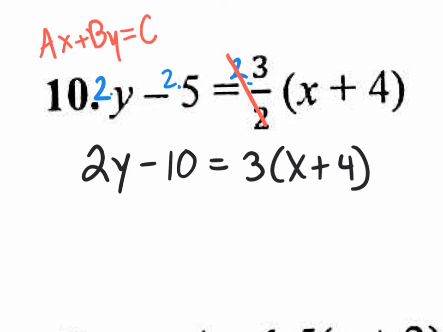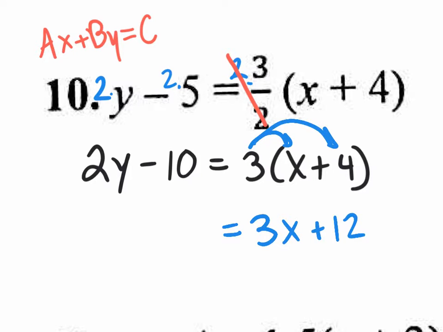So yes, we need to distribute the 3 times x. That would be 3x. And 3 times 4, that would be 12. You don't multiply the other side because it's the equal sign. Right. So on the other side, we still have the 2y minus 10. And it's almost in standard form. All we need to do is a couple more things. What do I do?